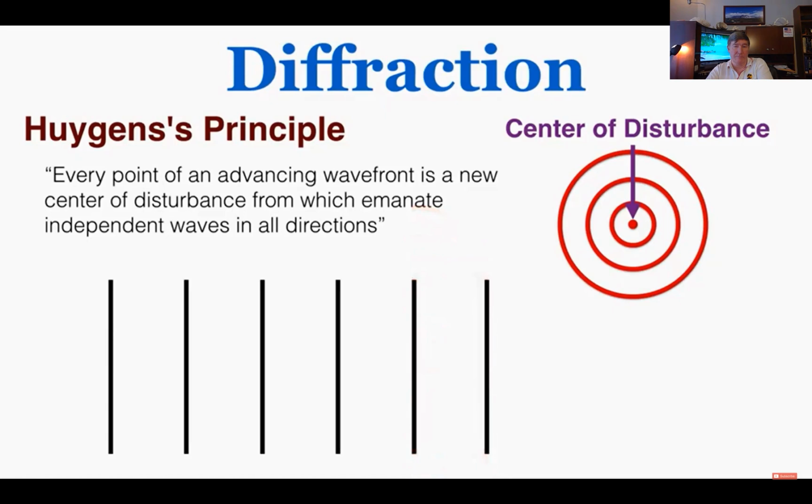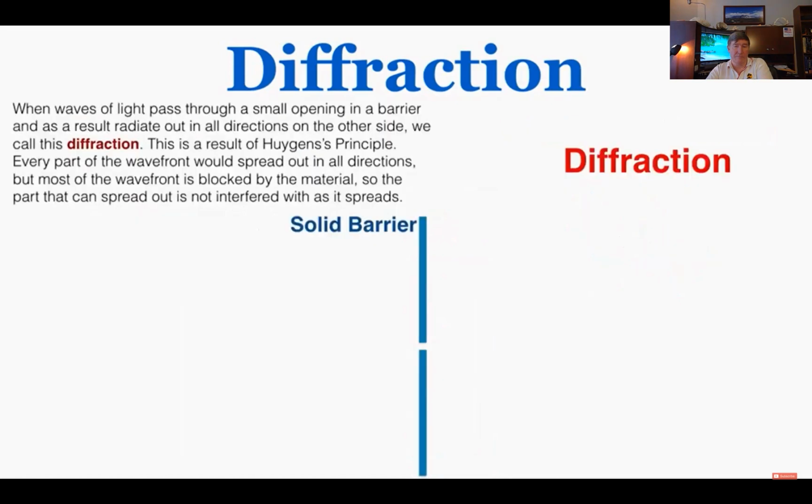So why do we care about this idea? Well, this can help us predict how waves will interact when they hit barriers. When waves of light pass through a small opening in a barrier and as a result radiate out in all directions on the other side, we call this diffraction. This is a result of Huygens' principle. Every part of the wavefront would spread out in all directions, but most of the wavefront is blocked by the material, so the part that can spread out is not interfered with as it spreads.